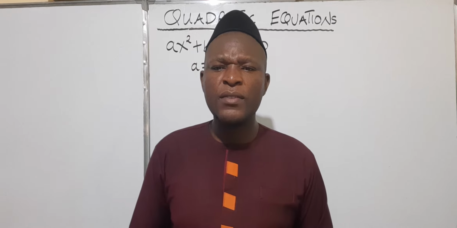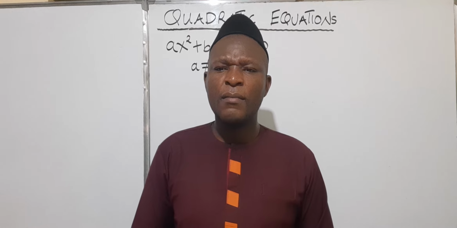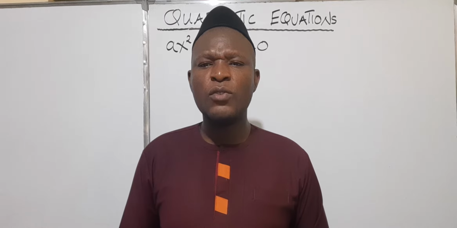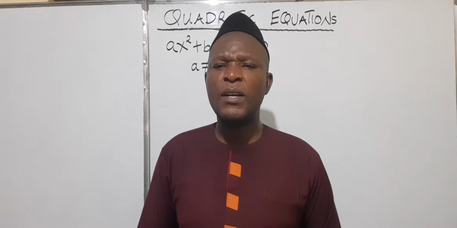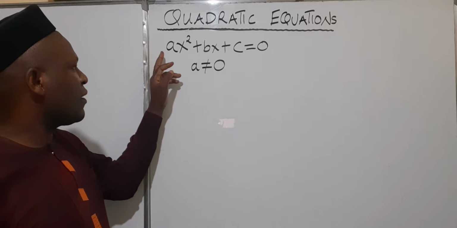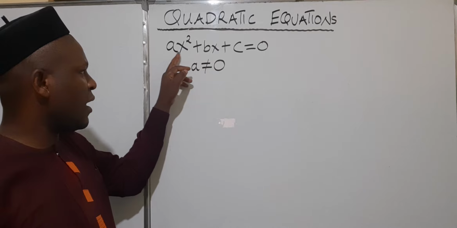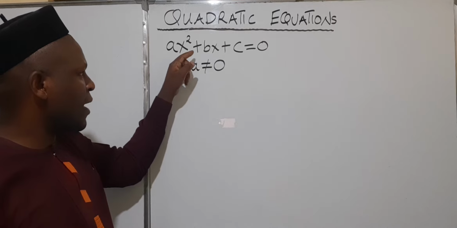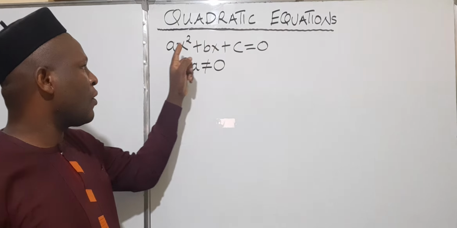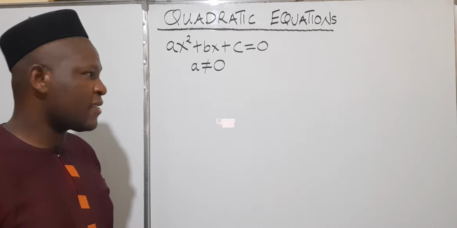Today, we are going to look at quadratic equations. There are a number of methods that we use to solve quadratic equations, but for the purpose of this lesson, I'm just going to focus on one method called factorization. Now, the form of a quadratic equation is written like this: ax squared plus bx plus c equals 0, where a, b, and c are constants.